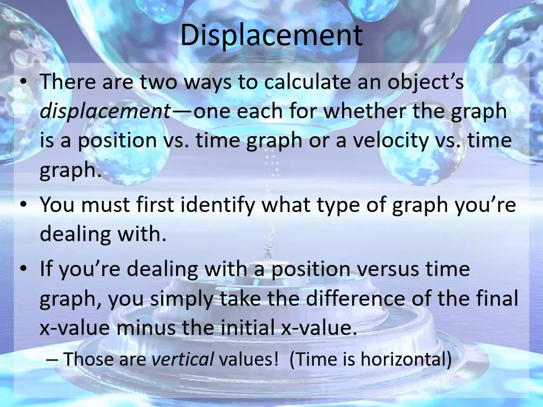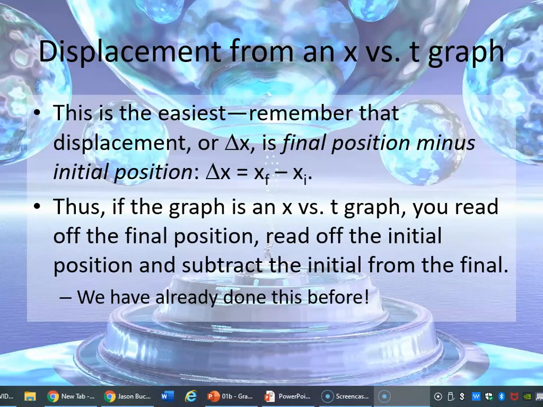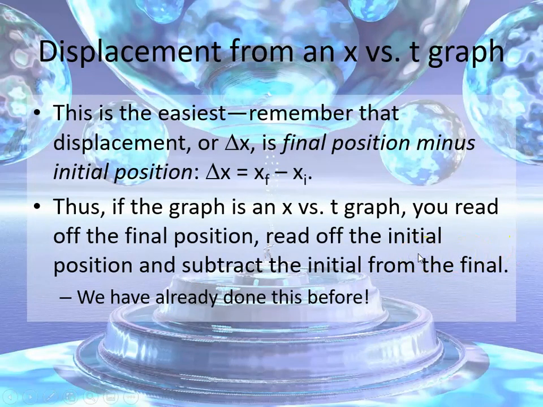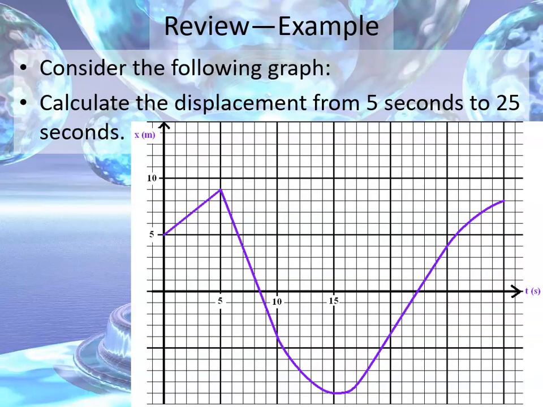Okay. So, what about displacement? Displacement is the change in an object's position. So again, what does change in mean? It means final minus initial. So displacement is final position minus initial position. So if your graph is a position versus time graph, if they're asking you to calculate displacement, you can just read off the initial position and subtract that from the final position.